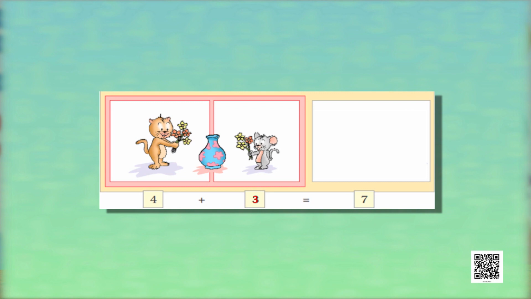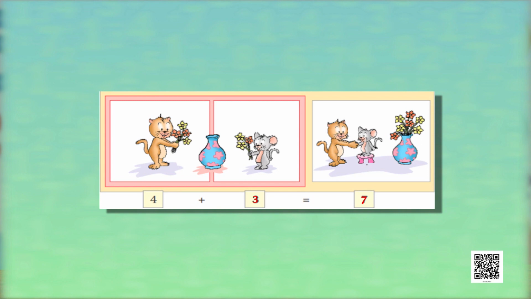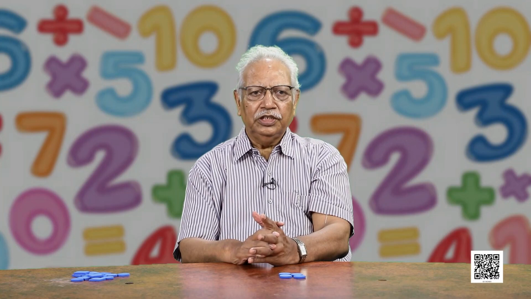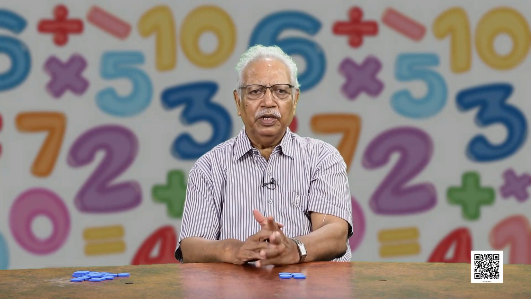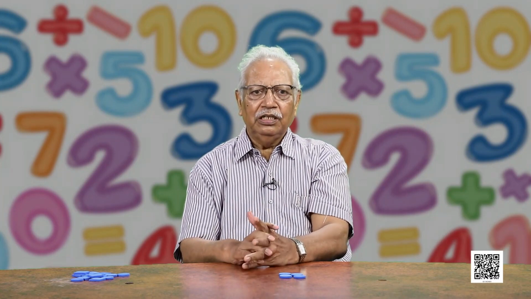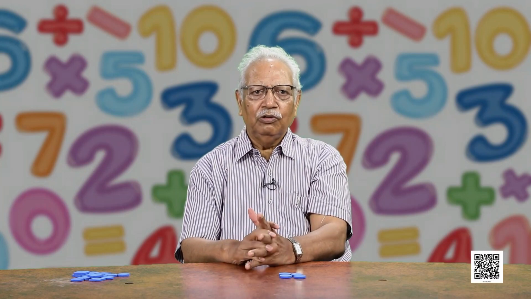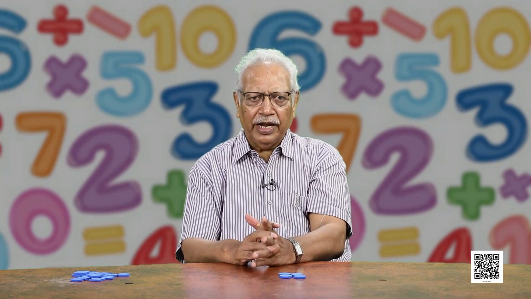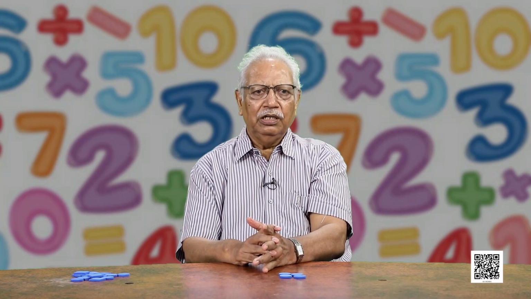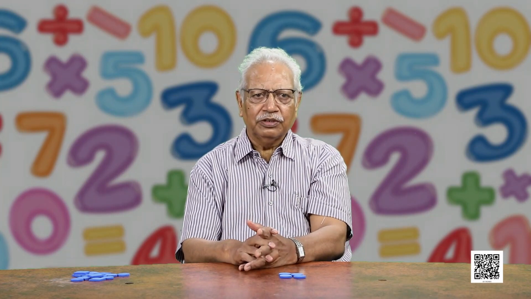4 and we will count 3 more. So, 4, 5, 6, 7, total flowers are 7. So, the statement will be 4 plus 3 is equal to 7. So, instead of the word "and", we are using the symbol of plus.